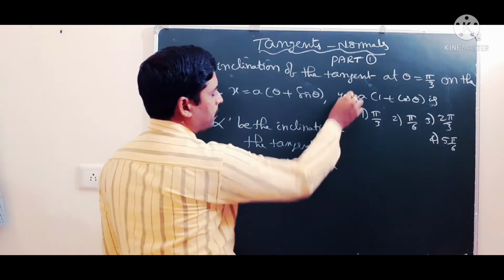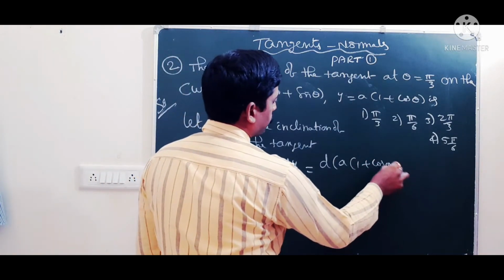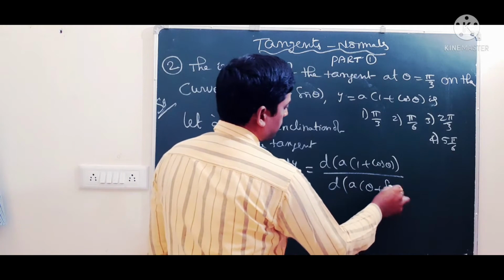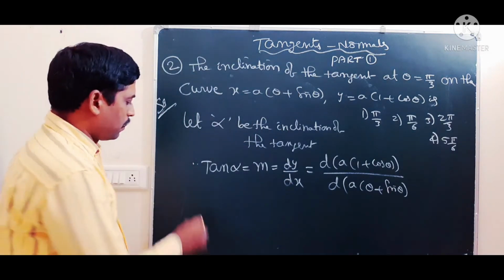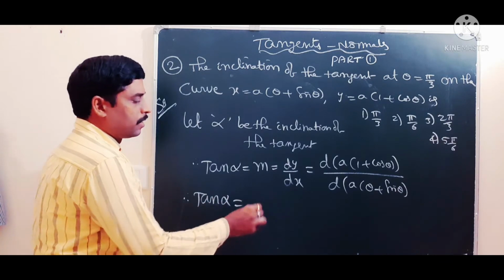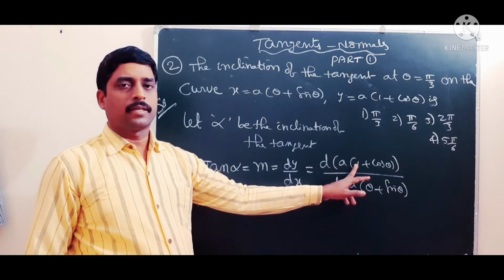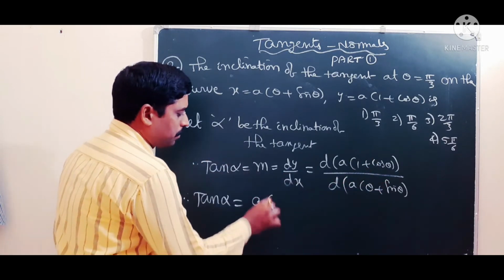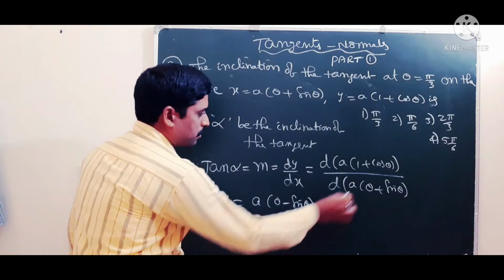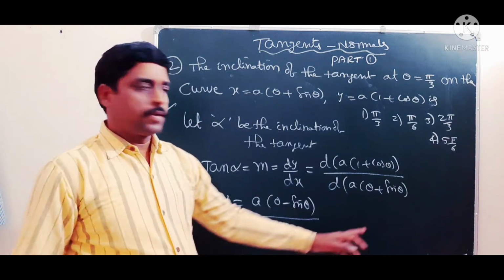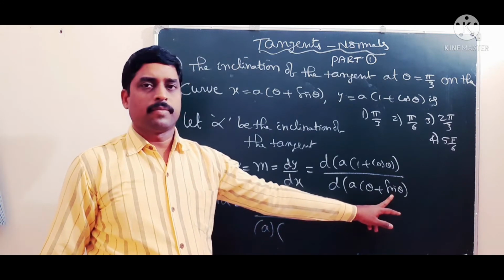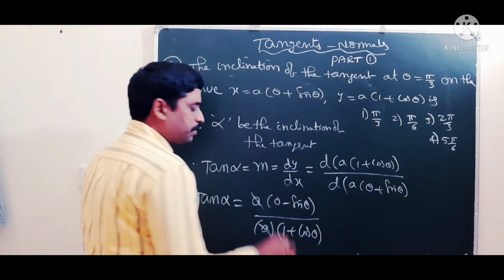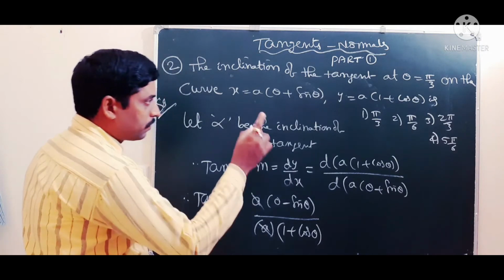dx, derivative of y given a into 1 plus cos theta by derivative of x value a into theta plus sin theta. Okay, therefore tan alpha equal to, in this a is constant, differentiation of 1 is 0, differentiation of cos theta we get minus sin theta, so a into 0 minus sin theta. In the denominator a is constant, so differentiation of theta is 1 plus differentiation of sin theta is cos theta, so 1 plus cos theta.